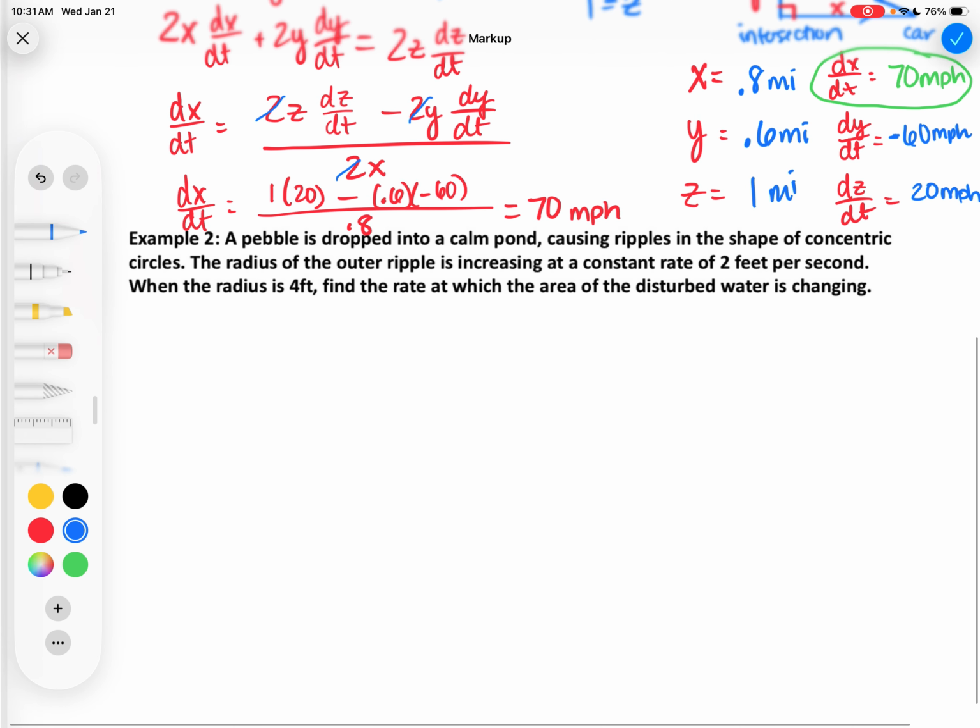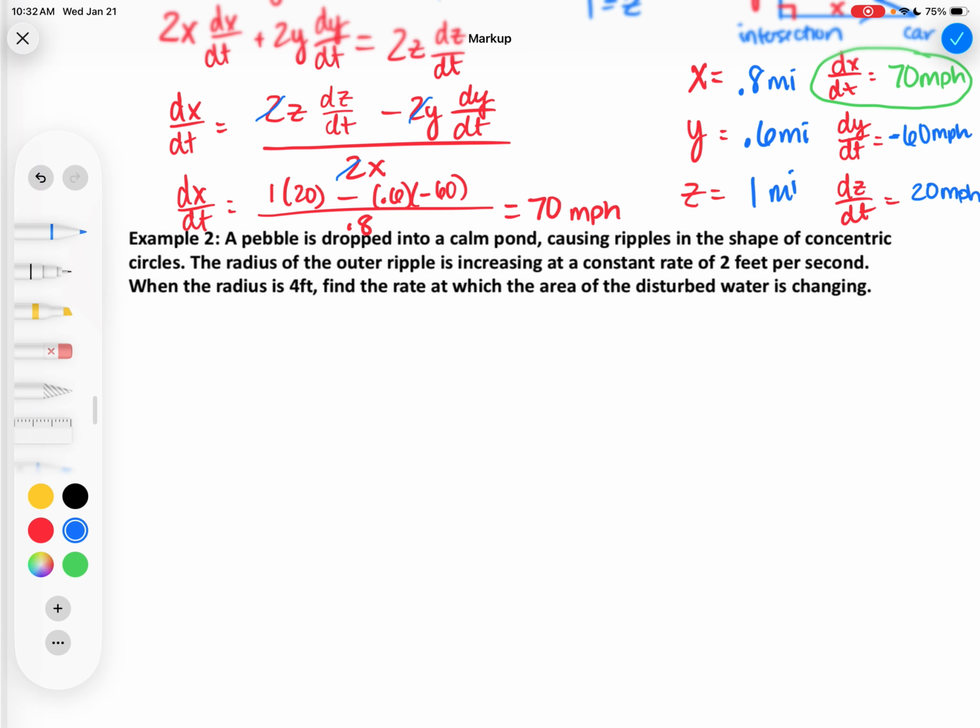So the second one here, a pebble is dropped into a calm pond, causing ripples in the shape of concentric circles. That just basically means that they're just continuously going out. You've probably thrown a rock in the water and seen that. I don't know if the little thing behind your house is moving water or not, but you can probably see it at home.